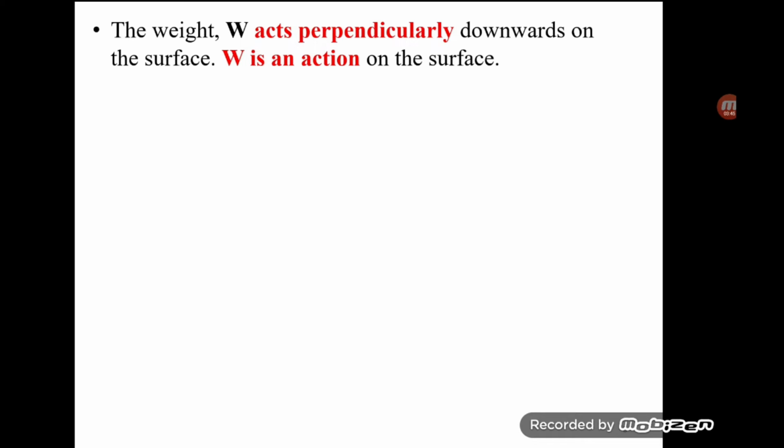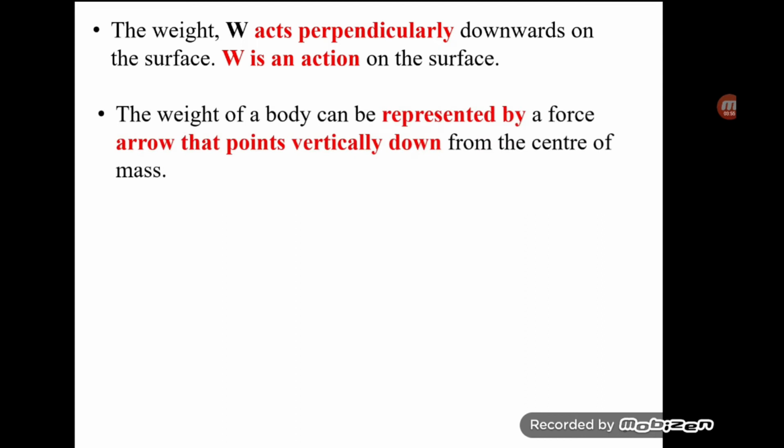Weight acts perpendicularly downward on the surface. Weight is an action on the surface. The weight of a body can be represented by a force arrow that points vertically downward from the center of mass.